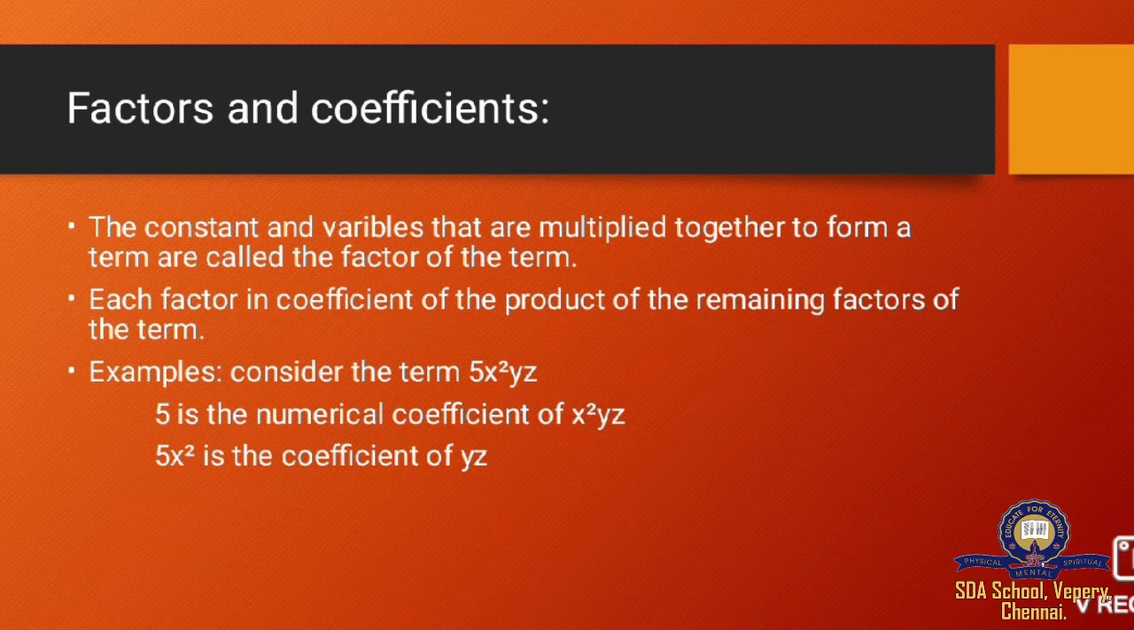If, for example, I take 5x square yz, then 5 is the numerical coefficient of x square yz, and we also say that 5x square is a coefficient of yz. If we have only the number, then we say it is a numerical coefficient, otherwise we say it is a coefficient.